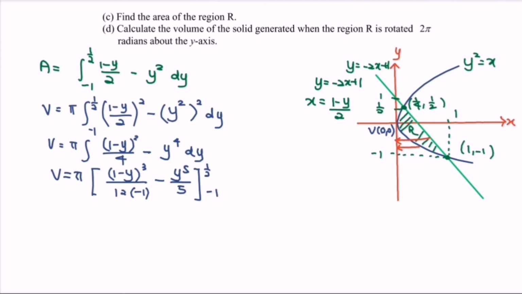Make use of the calculator. Kindly substitute the value 1 over 2, and we will have negative 1 over 60, minus, if we substitute negative 1 into the function, we will have negative 7 over 15. So here we will have positive 7 over 15. Finally, for the volume, we will have 9 pi over 20 unit cube.